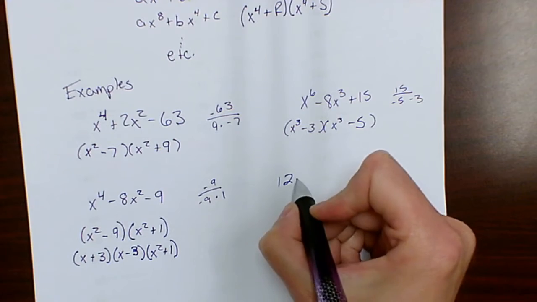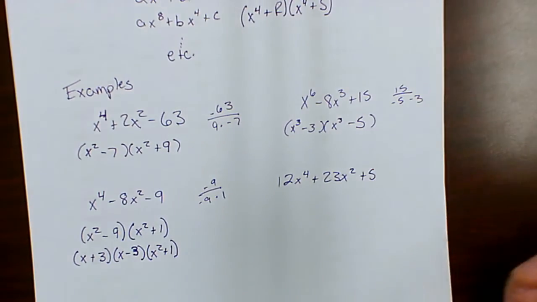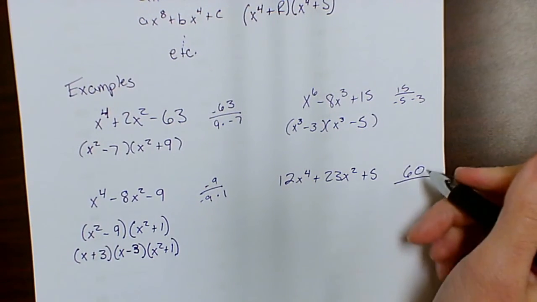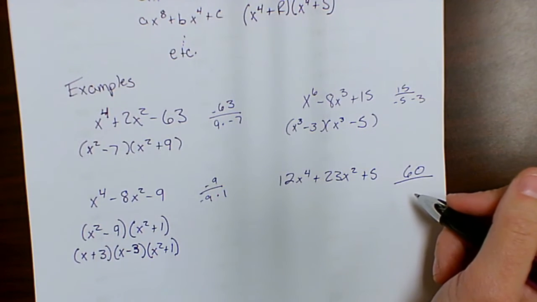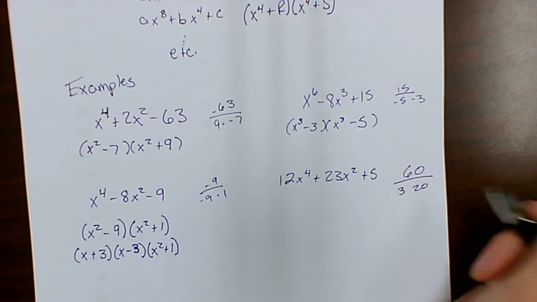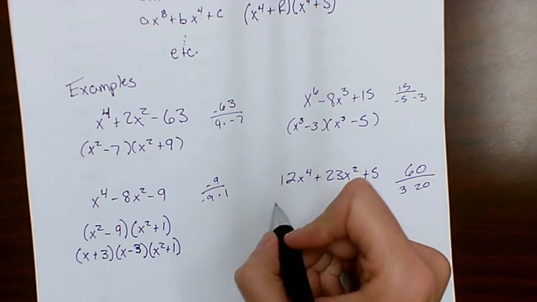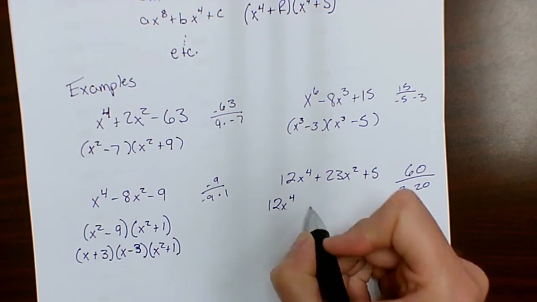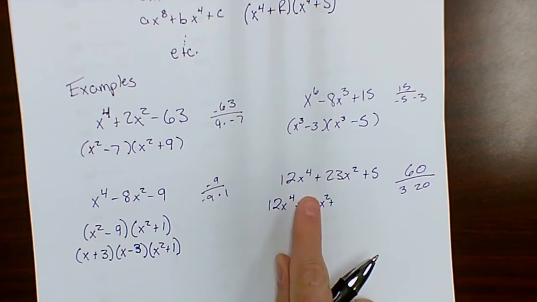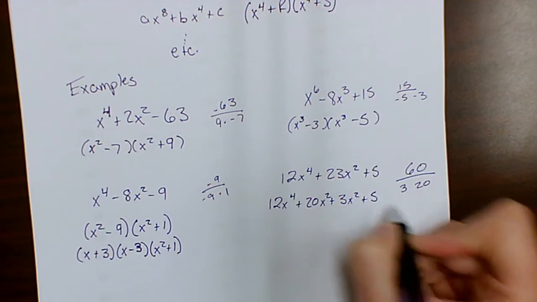We can have 12x to the fourth plus 23x squared plus 5. We will still do the AC method, which would be 60. This one, let's see here, 3 and 20. Yes, 3 and 20 will give us that 23. So we're still going to use our AC method. So 23x squared, you got to match those, becomes 20x squared plus 3x squared plus 5.